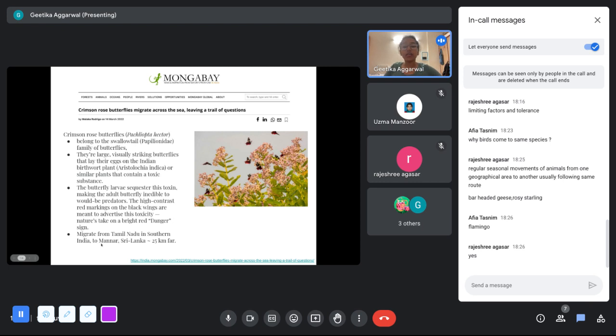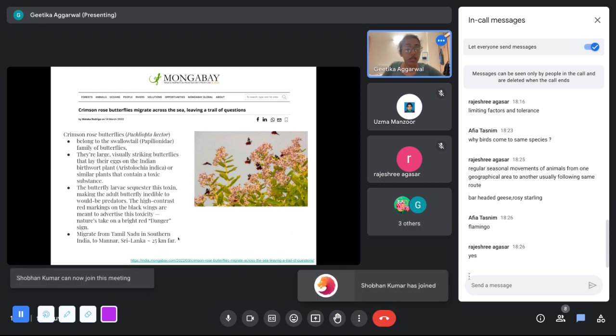So they are known to migrate from Tamil Nadu in southern India to Mannar in Sri Lanka, which is not a very huge distance. It's 25 kilometers away. But for a butterfly, you can think of it, it's a big distance.